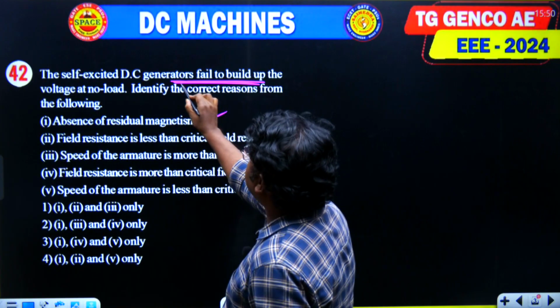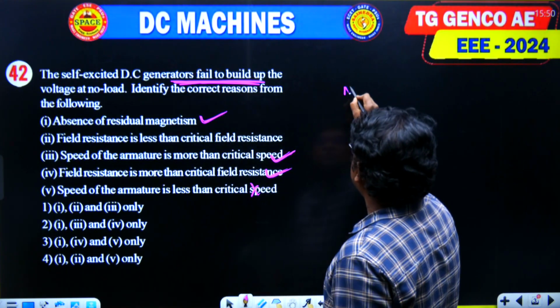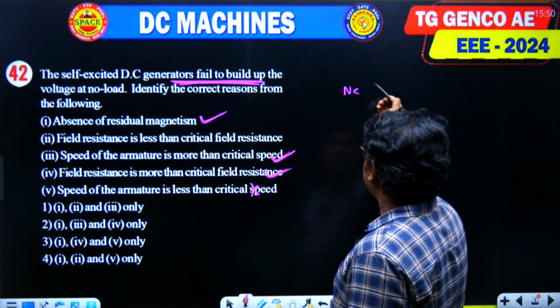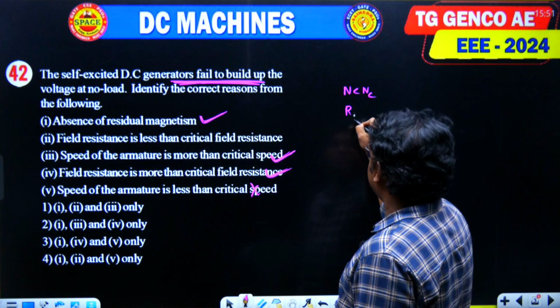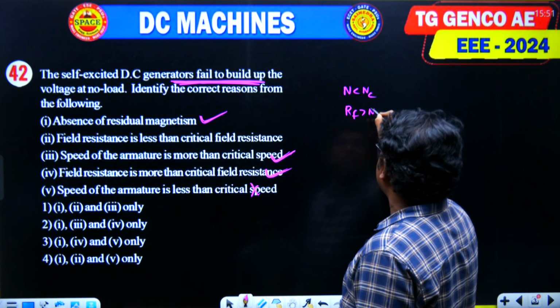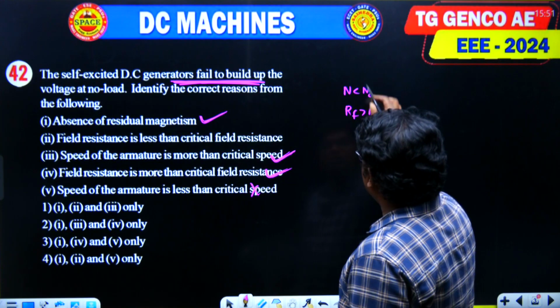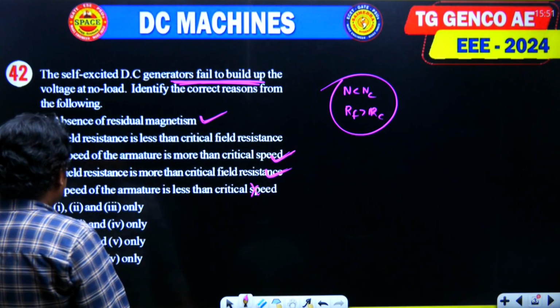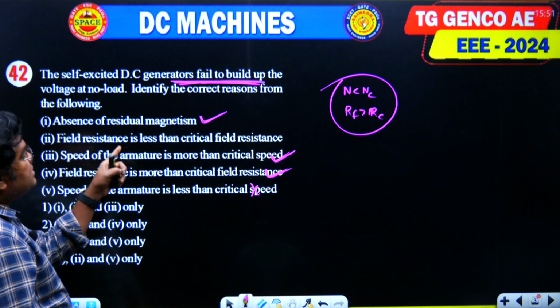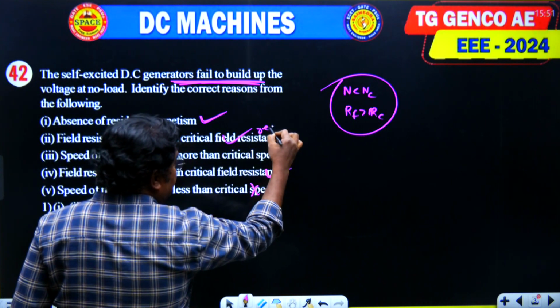So now, what are the reasons the generator fails? Suppose speed is less than the critical speed, that is one of the reasons, and the resistance of the field winding is greater than the critical resistance. So now just verify these two conditions. First, field resistance less than the critical field resistance is a condition required to build up voltage.